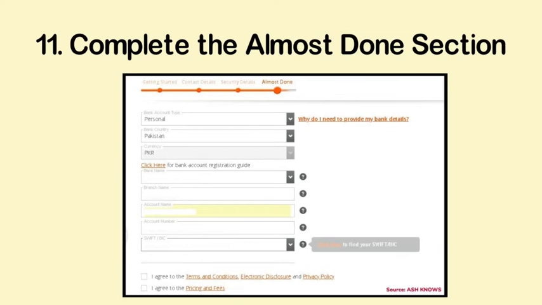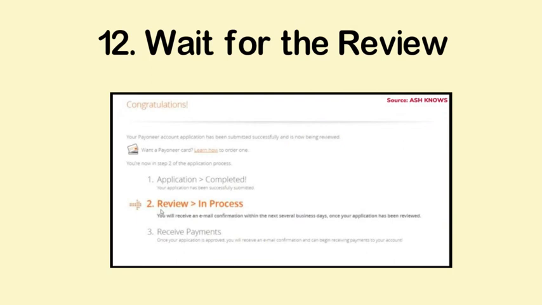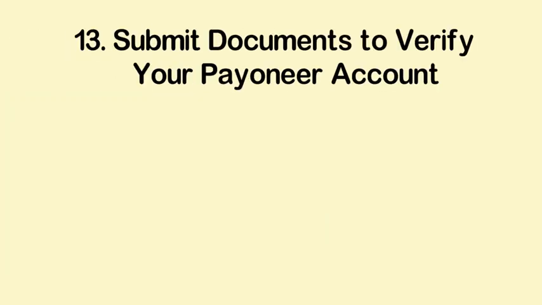Once you click the submit button, your application will go to Payoneer and Payoneer will review it. So the next step is to wait for the review. It's time to wait for the Payoneer team to review your profile. It usually takes 3 business days to get an email confirmation of the review from Payoneer. So step 13, submit documents to verify your Payoneer account. In order to successfully complete the review process, you will have to provide some documents to Payoneer. How can you do so?